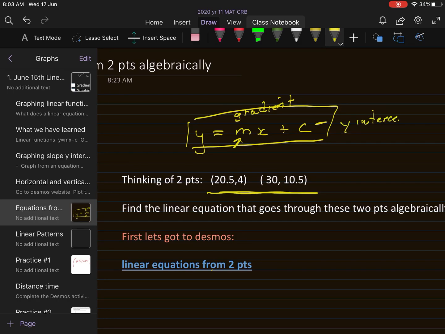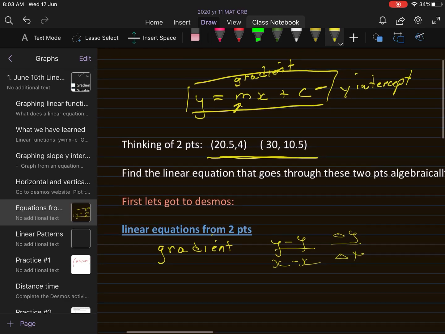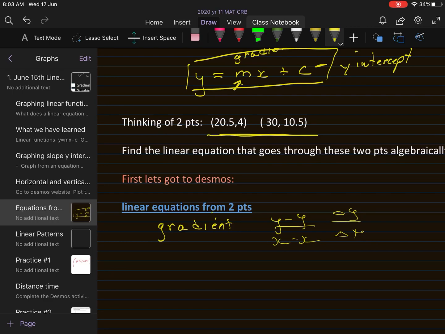So we have to find those 2 things, and we can do them algebraically because we have learned that we can get the gradient from 2 points by using this little formula here, which is just the change in y over the change in x, which is basically rise and run. But we just do it in a formula way. So we know that this is x, and this is y, this is x, and this is y. So we're just going to stuff in the y's and the x's into this formula.